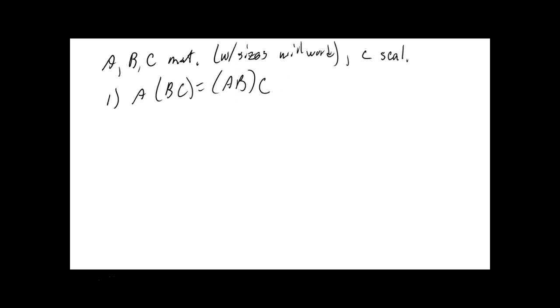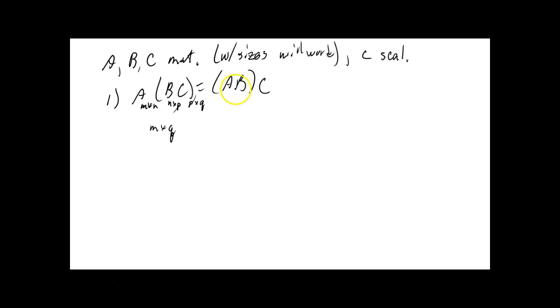We don't have to be quite as constrictive as being square. Certainly it'll work if they're square. But even if A were, say, an M by N, B would then have to be an N by, say, P, and C would have to be a P by anything. That could be Q. Then when you multiply these together, you're going to get an N by Q. Multiply that by A, you'll get an M by Q.